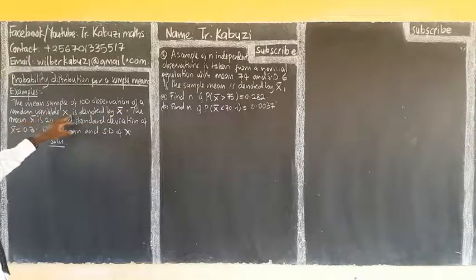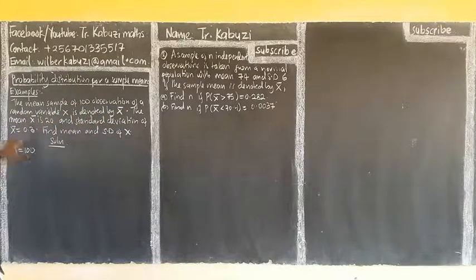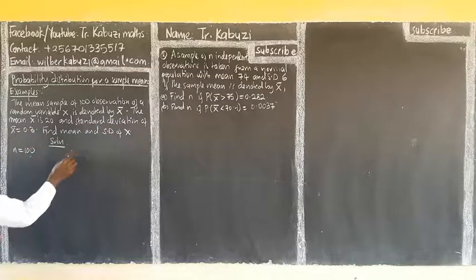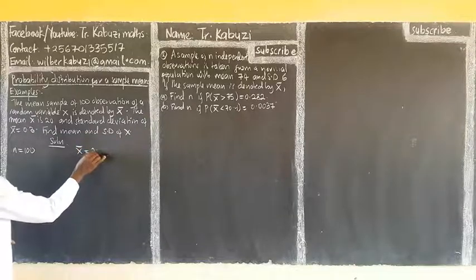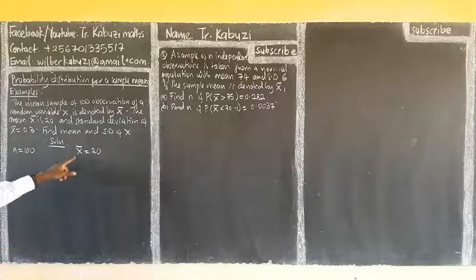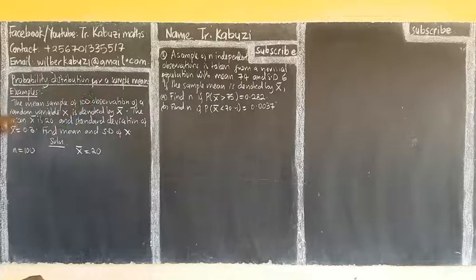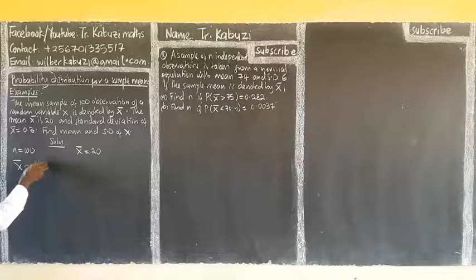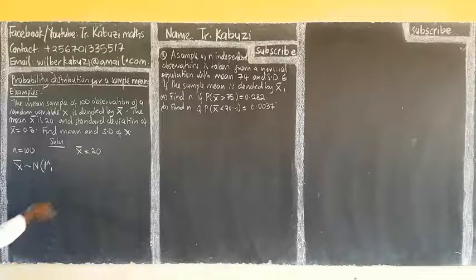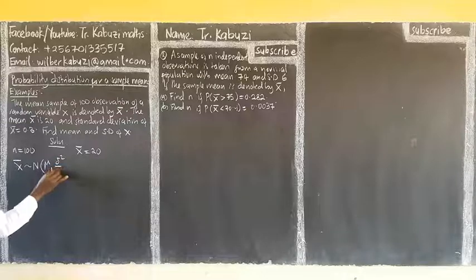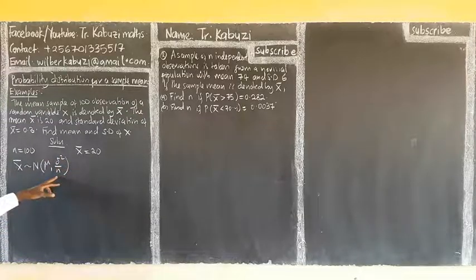The mean of observations of random variable x is denoted by x bar. So now our x bar, the mean of the sample, is 20, and the standard deviation is 0.3. If it's a sample mean, then our x bar follows a normal distribution with mean mu and variance sigma squared over n. So if this is the variance, we can easily get the standard deviation we want.